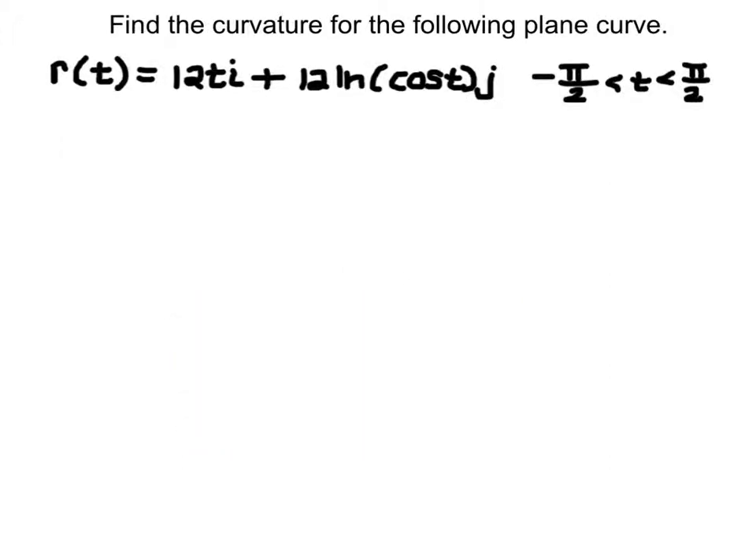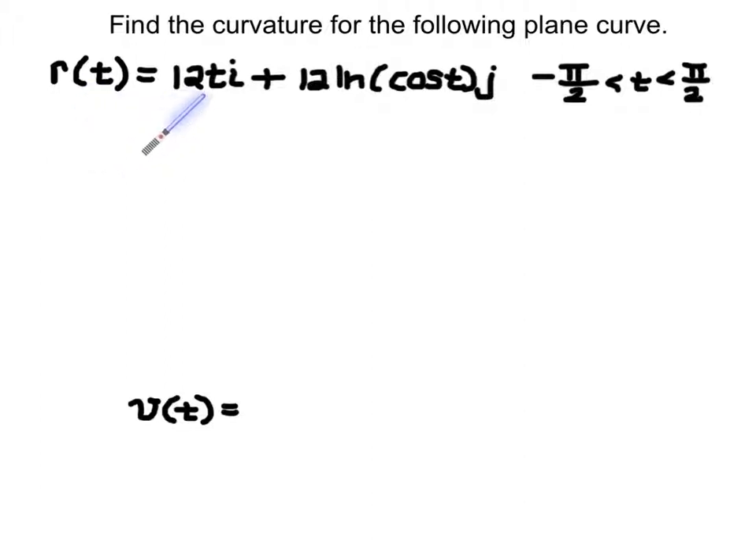In this example, we're going to find the curvature for the following planar curve, r of t. r of t is equal to 12t in the i direction plus 12 times the natural log of the cosine of t in the j direction, and t is between negative pi over 2 and positive pi over 2. So we're going to start by finding the velocity vector, v, and we do that by finding the derivative of r of t with respect to t.